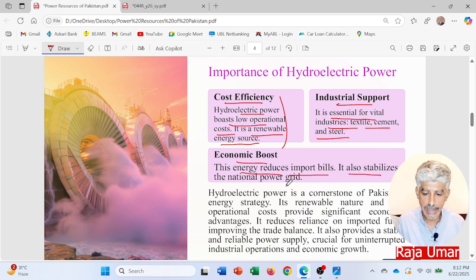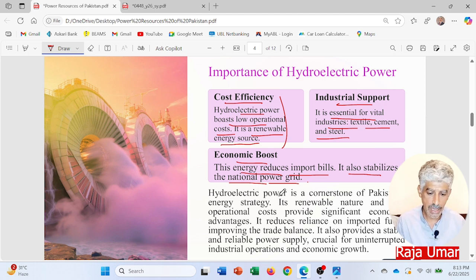It also stabilizes the national power grid. You know that it is a consistent water supply, as water is coming down the stream all the time, and there are sufficient water reservoirs available from which the water can be released to generate more and more power. So it means that generating power through hydro means, the hydel power, is really very much reliable.